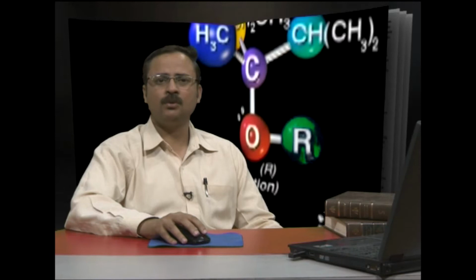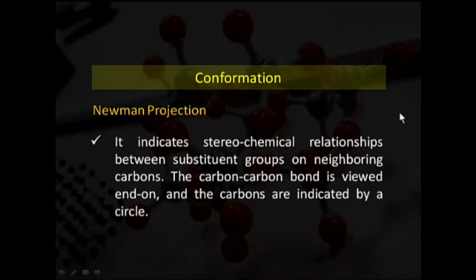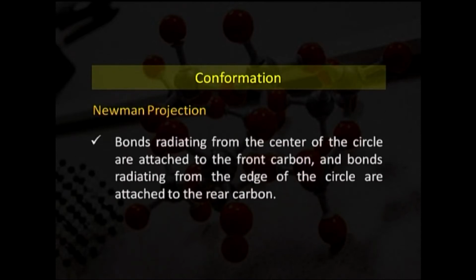First, we must know what a Newman projection is. It indicates stereochemical relationships between substituent groups on neighboring carbons. The carbon-carbon bond is viewed end on, and the carbons are linked by a circle. Bonds radiating from the center of the circle are attached to the front carbon, and bonds radiating from the edge of the circle are attached to the rear carbon.